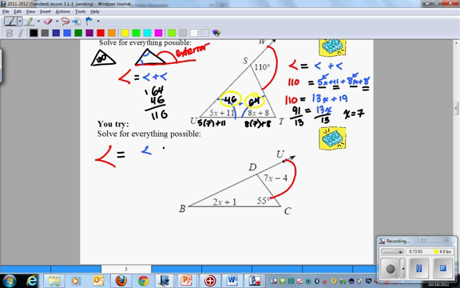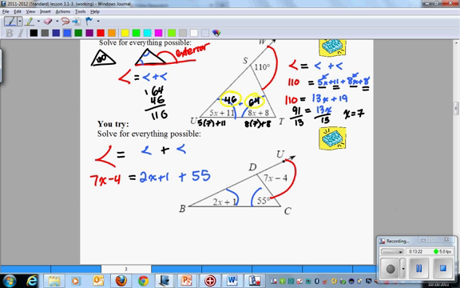Notice I'm keeping my colors consistent. My exterior is in red: 7x minus 4 equals my remote ends plus 55.